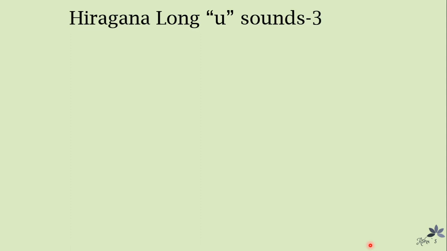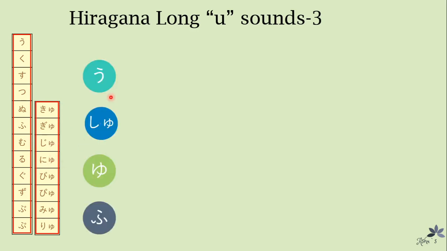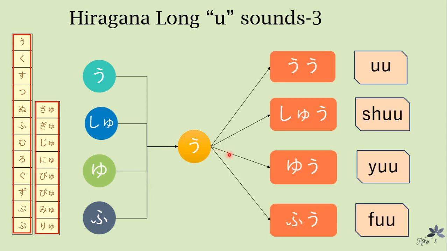Let's go to the next long sound, that is the long O sounds. For this, we have to take the alphabets from the U column, that is U, Ku, Su, Tsu, Nu, Fu, etc. and also the mixed sounds Kyu, Gyu, Ju, Nyu, etc. Now for example, here I have taken U, Shu, Yu, and Fu. To these alphabets, when the vowel U is added, it makes the long U sounds.